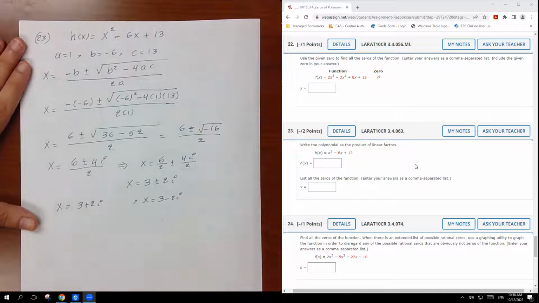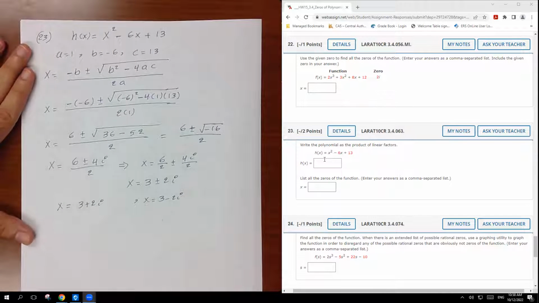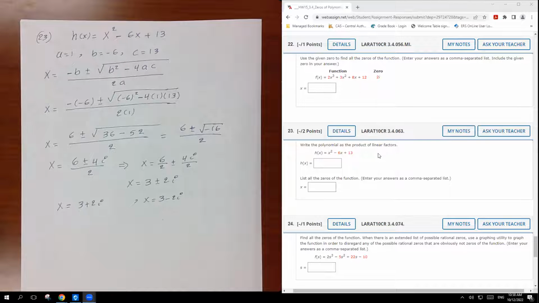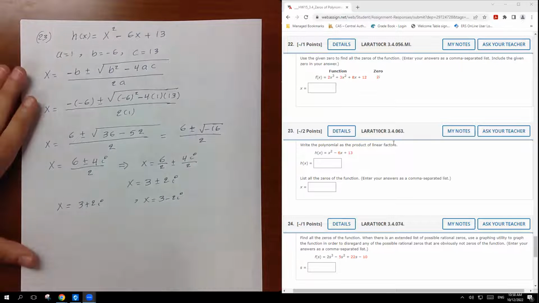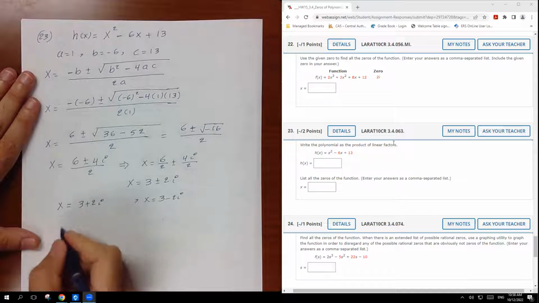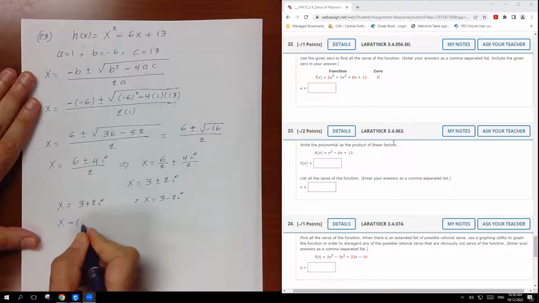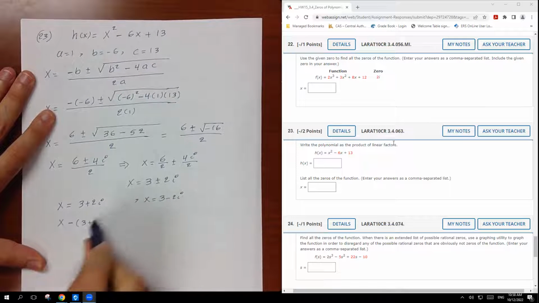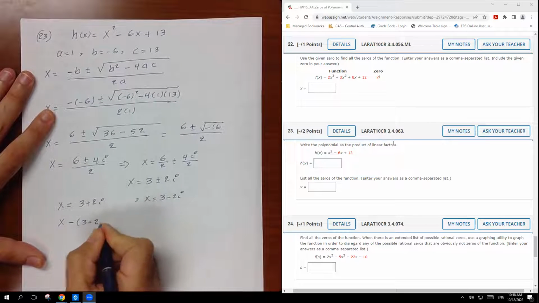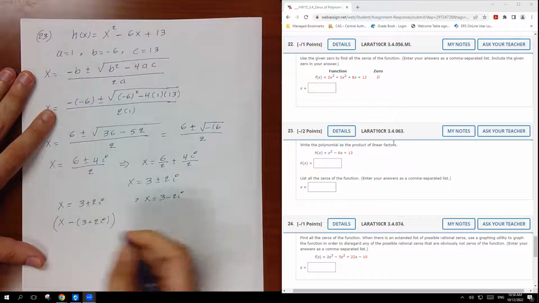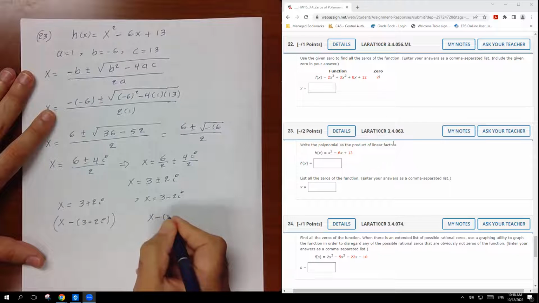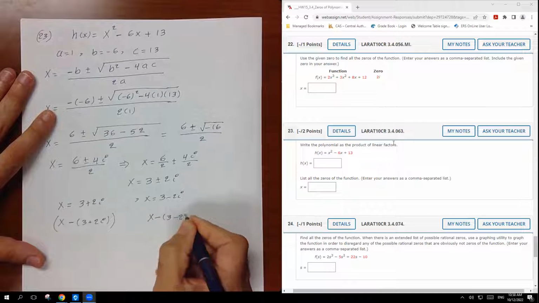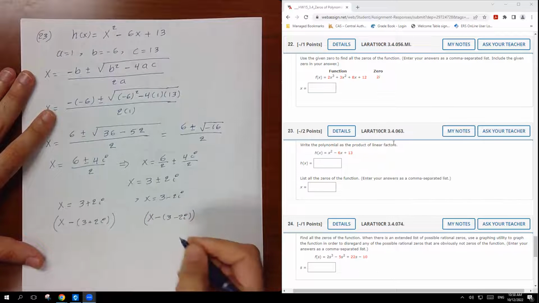So to write down the first option, they're telling you write down the polynomial function. What they ask you? Write the polynomial as a product of linear factors. We need to write down the polynomial as a product of linear factors. So the first factor here is x minus (3 plus 2i). This is the first factor. And here is x minus (3 minus 2i). So here are the two factors.